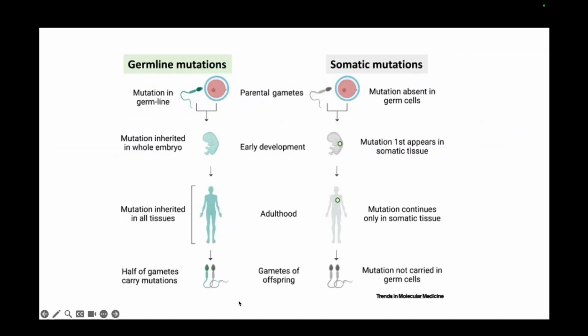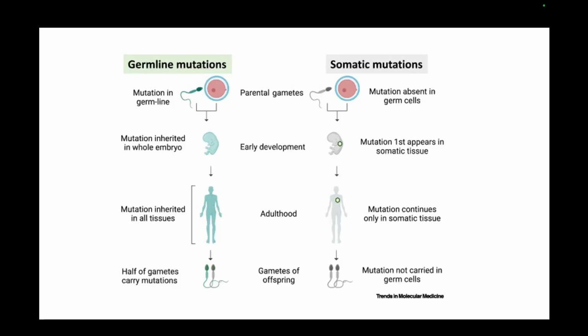Okay. The mutations occurring inside a person's genome can be of two types: germline or somatic. Somatic mutations are those acquired during one's lifetime. They are not inherited from the parents, and that mutation is not passed on to the next generations. Diseases like cancer are very good examples of somatic mutations.